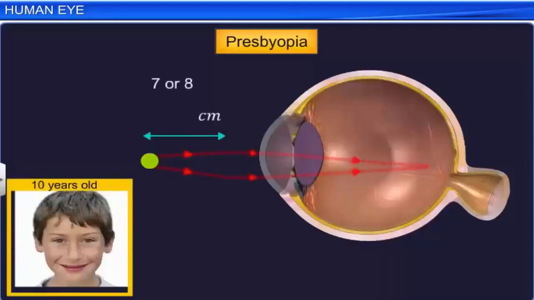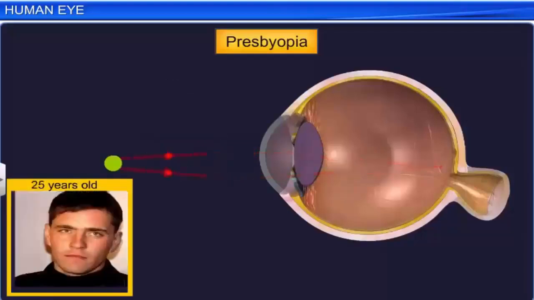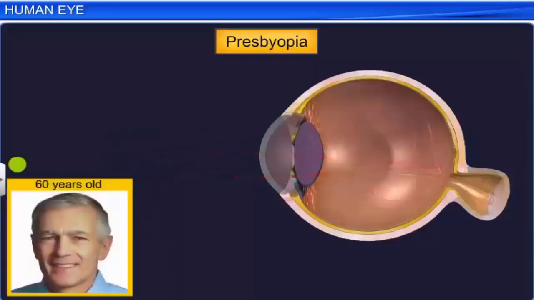This changes with age and may even reach 2 meters for an old person of the age of 60 years. Hence, aged people cannot see objects placed at normal distances of about 25 cm. The incoming light rays are refracted to focus behind the retina. Presbyopia can be corrected by using an appropriate converging lens.